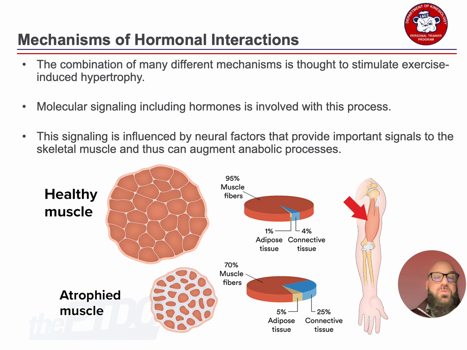The big difference between the two muscle cells is that the healthy muscle, the more hypertrophied muscle, is going to have a lot more density of muscle fiber. A little bit, you see 1% of adipose, that's going to be fat, and then 4% of its connective tissue.